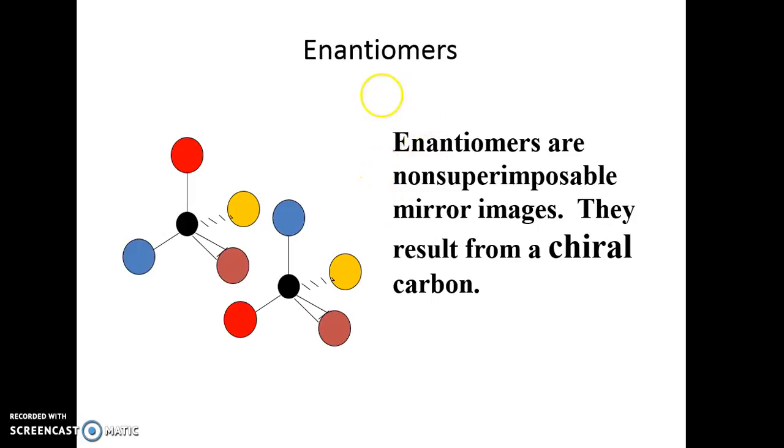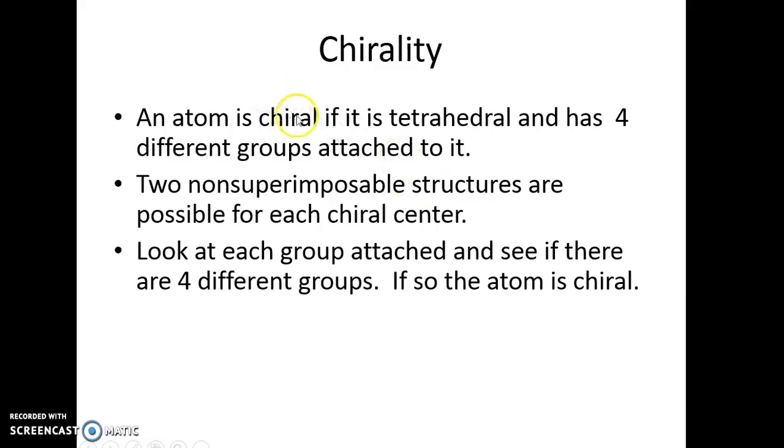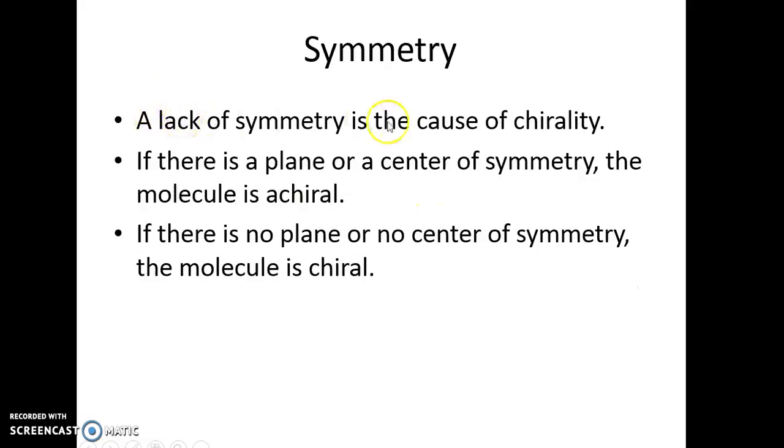Now, if I look at this, we call them enantiomers because they are chiral carbons and the mirror images are non-superimposable. So what you do is you look for 4 different groups attached to an atom, and then we will know that it is chiral, and it makes 2 non-superimposable structures. A lack of symmetry is what causes the chirality. So if visually you can see a plane of symmetry or a center of symmetry, we have an achiral molecule.